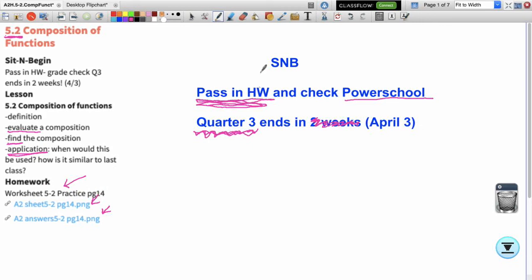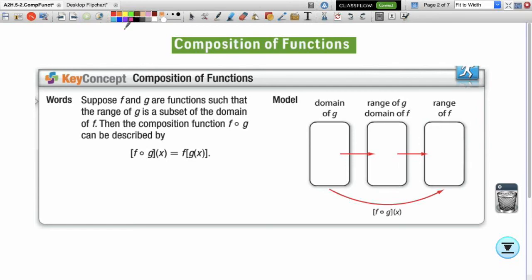So if you haven't already, make sure you do hand in that homework. Check out your Power School. And then we're going to get started right on 5.2. So we're going to start off. Make sure you have a notebook out. If you don't have it, feel free to take a second and grab one. Again, this is section 5.2 in your book, and we're looking at composition of functions.